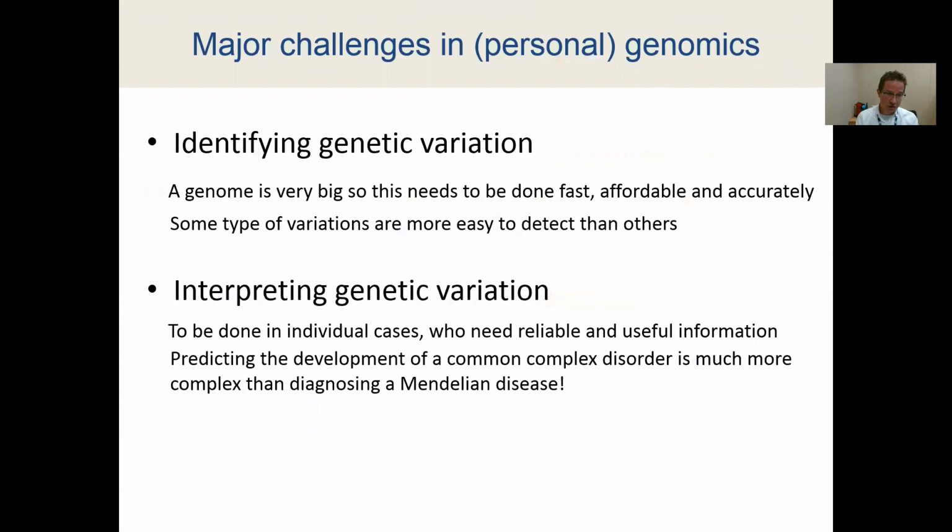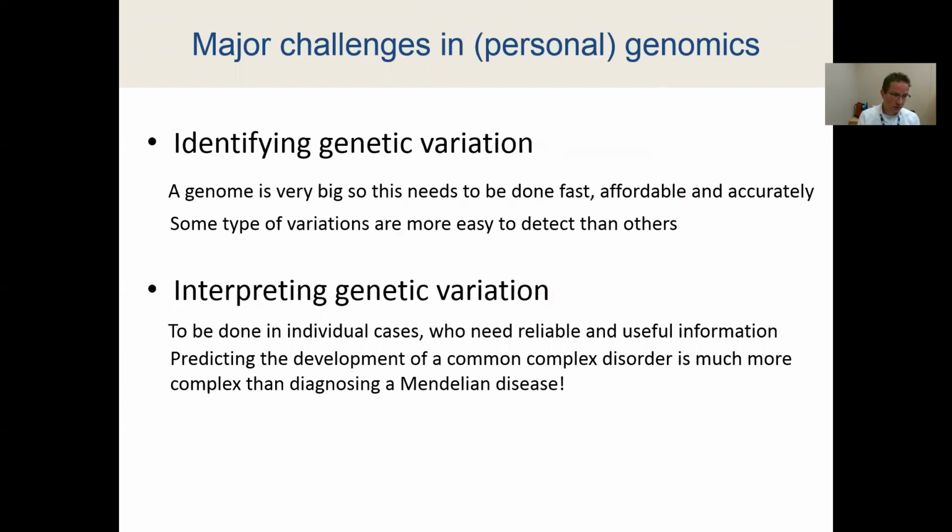Once you have that variation, it's all about interpretation. And interpretation is not done by comparing groups of individuals and saying there are differences between these two groups. For personal genomics, of course, you have to do it in individuals. You have to do it in individual cases who need to have reliable and useful information.